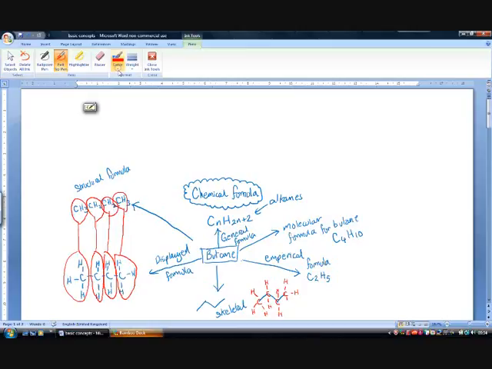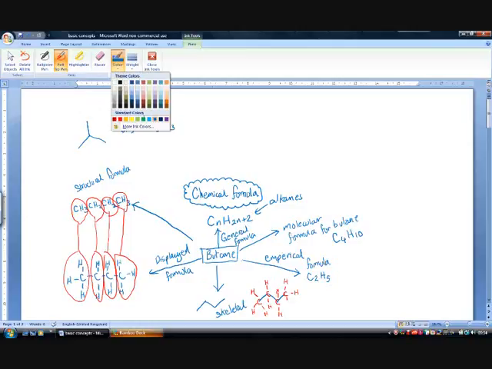If there are branches, then you put the branches in brackets. So for this compound here, we would have CH3, CH for the middle one, and CH3, and then CH3. But we must remember to put that branched one, that branch CH3, in brackets to show that it's a branch and it's not part of the chain. So that methyl group there is represented by the CH3 that's in brackets.